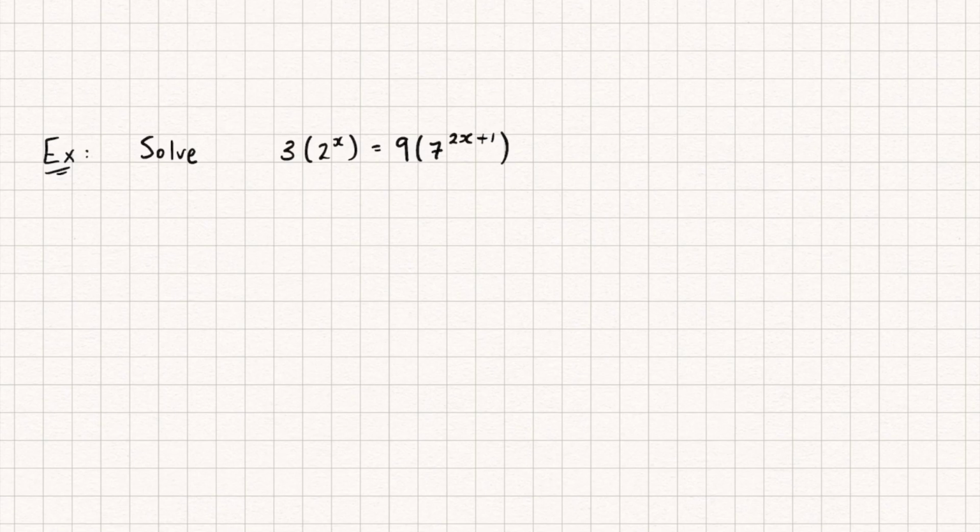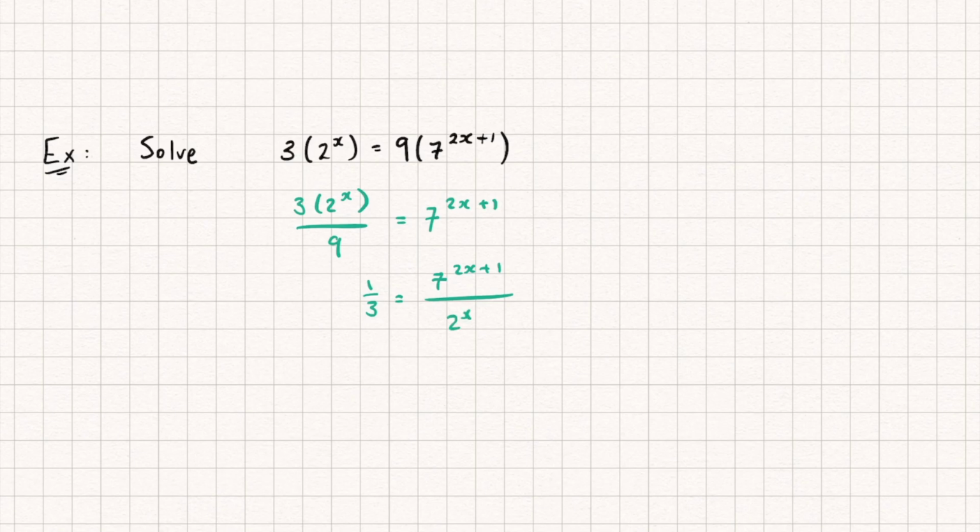What I'm going to do is divide both sides by 9 to start off with, so this is going to turn into 3 multiplied by 2 to the power of x over 9 equals 7 to the 2x plus 1. I'm then going to divide both sides by 2 to the power of x. So the left hand side is 3 over 9, that's a third, and that's going to equal 7 to the power of 2x plus 1 over 2 to the power of x.